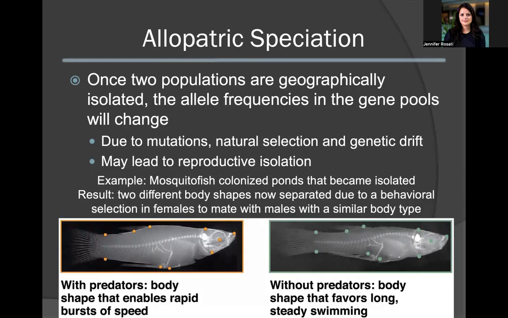In allopatric speciation, two populations initially become geographically isolated. Once this occurs, over time, the allele frequencies in the gene pools will change. This will cause the evolution of a new species. These allele frequencies can change commonly due to mutations, natural selection, as well as genetic drift. Eventually, this may lead to reproductive isolation as well.